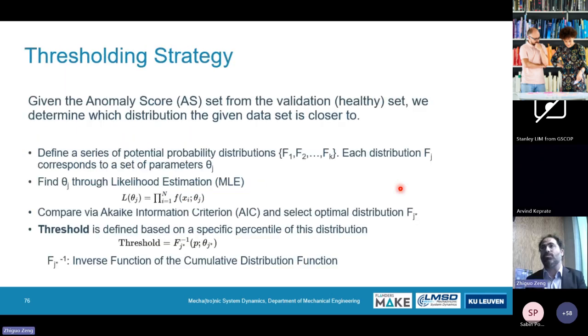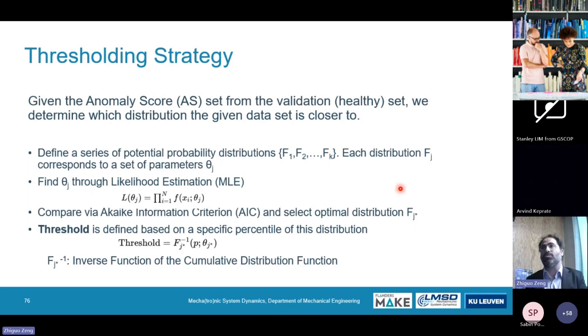And then we used a thresholding strategy. So we built an anomaly score, and we built a thresholding strategy. First of all, we have to understand which is the distribution of this anomaly score. We can have a library of distributions and do some statistical tests in order to decide which distribution we should use. And based on this specific distribution, we can set a threshold.